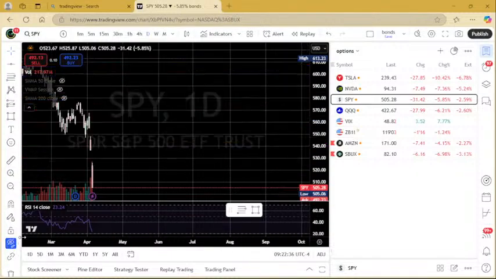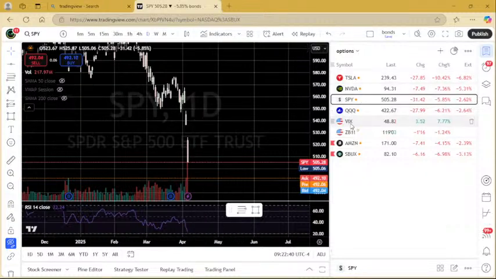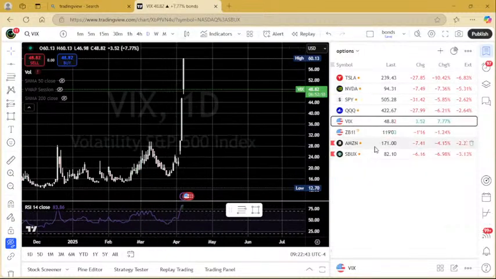Where is it? 1, 2, 3. It's like they're the opposite. They're inversely correlated. So I look at the VIX to tell me if I'm going short or long.